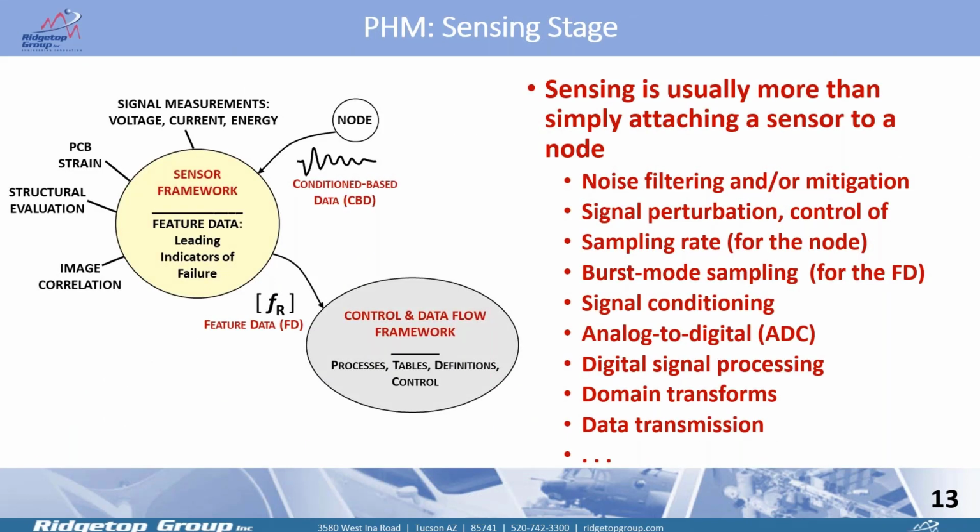So the output from the sensor, well, let me finish here. We've seen and discussed that sensing is more than simply attaching a sensor. You have to do noise filtering, signal perturbation, sampling rate, burst mode sampling, signal conditioning, and analog to digital conversion, then that involves digital signal processing, domain transforms, and possibly data transforms. So there's a lot more to the sensing framework than simply attaching a sensor to a node. It has to be designed.